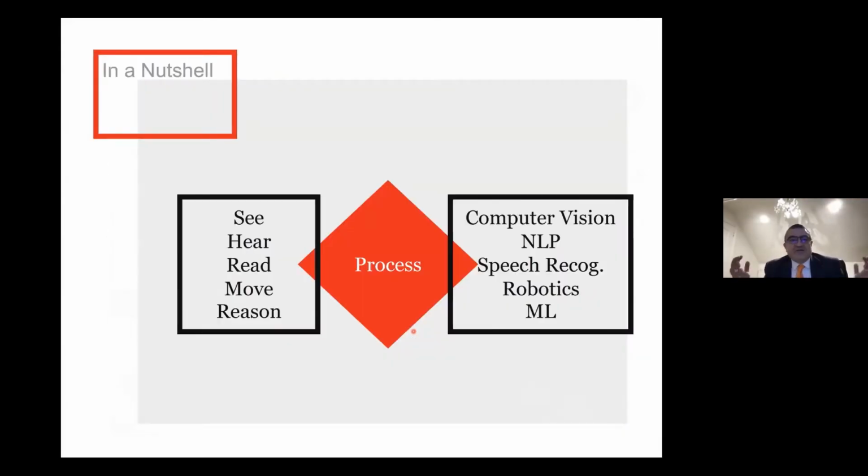And in summary, what it does is, if it can mimic to a certain extent the senses, see, hear, read, move, reason, and then process, you can think of applications like computer vision, NLP, natural language processing, speech recognition, robotics, machine learning. Okay, so that's in a nutshell.